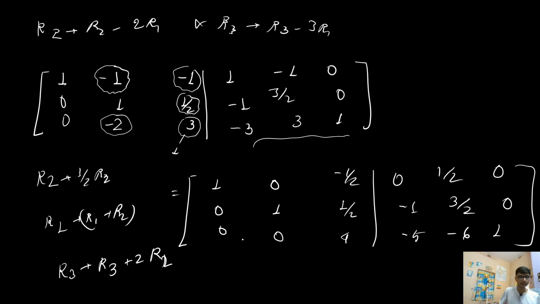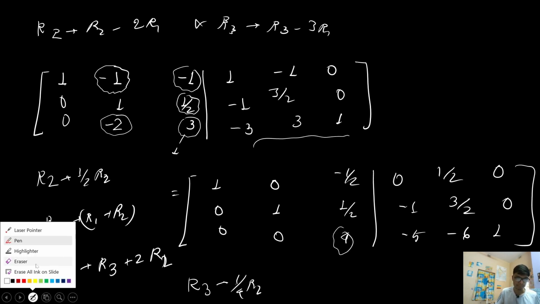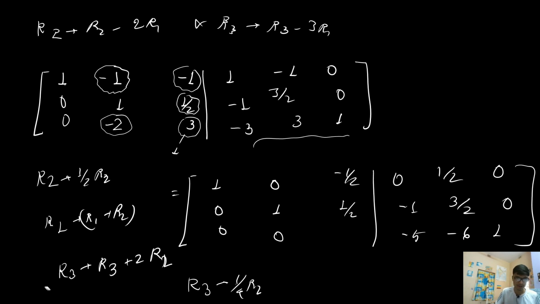Now these questions are actually very lengthy, that's why they are asked in CBSE examinations as 4 mark or 5 mark questions. Now again I apply row 3 goes to 1 by 4 times row 3, so this particular element will be 1, and similarly these elements will be minus 5 by 4, minus 6 by 4, and minus 1 by 4. Now again we have to make 0 over here and 0 over here.